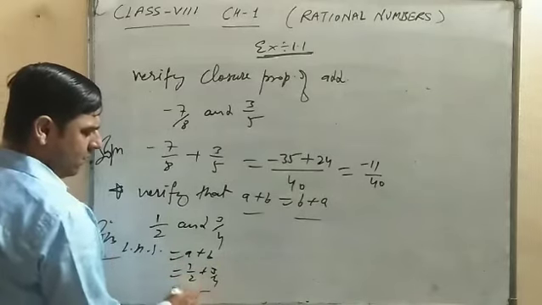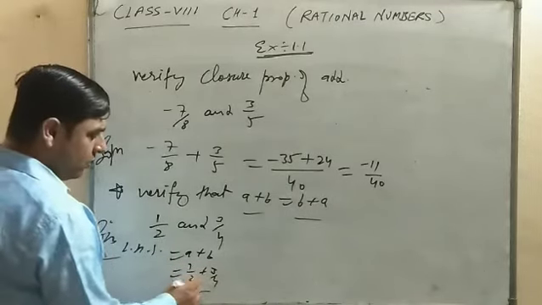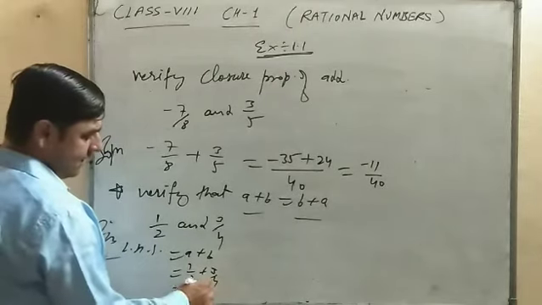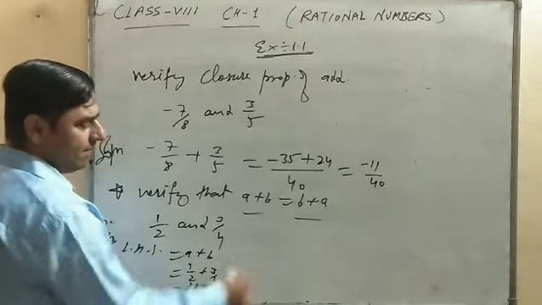So the LCM is 4. 4 divided by 2, 2. 4 divided by 4, 1. 1 3 is 3. So the result is 5 by 4.